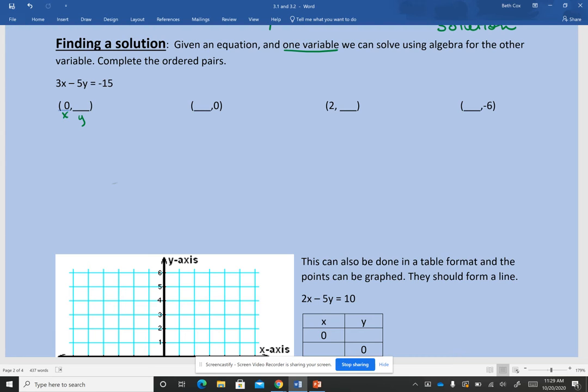So this is 3 times the x, so that's 3 times 0, minus 5 times the y, I don't know what the y is, that is going to be, in fact, negative 15. Now, we're not questioning whether it's equal or not. That's not what we're doing here. What we're doing here is we're going to solve. So we're going to plug in the known value, simplify, and solve for the missing one.